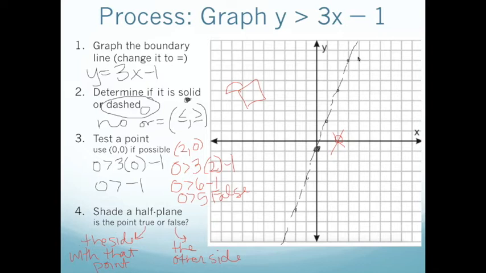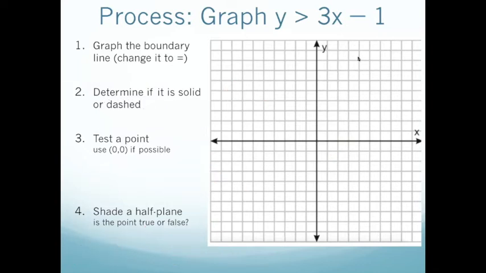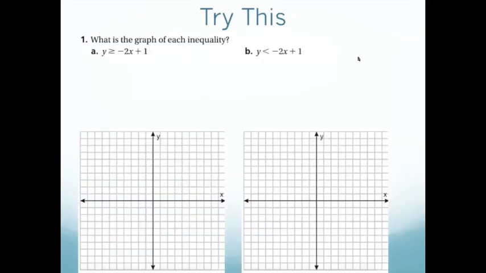Let's take a look at our next example. What is the graph of each inequality? I'm going to do part A with you, and then I'm going to have you do part A as a try this. For starting, our first step is to change the inequality into an equation. So step 1, y equals -2x plus 1. Step 2, is it dashed or solid? This has an or equals to, so this will be solid.